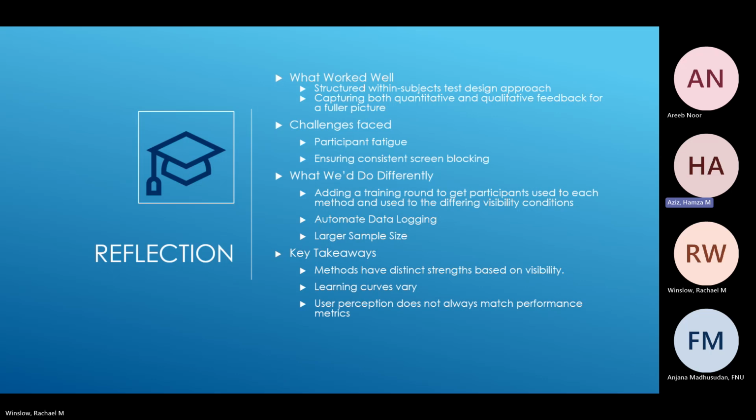Of course, we faced some challenges. Participant fatigue was a real issue. 18 test sets per person is a lot, even with breaks. And it was surprisingly tricky to consistently block parts of the screen across participants, especially in limited vision conditions. Looking back, there are a few things we would do differently next time. Automating data collection would save time and reduce human error during analysis. We'd also aim for a larger and more diverse sample size to improve generalizability.